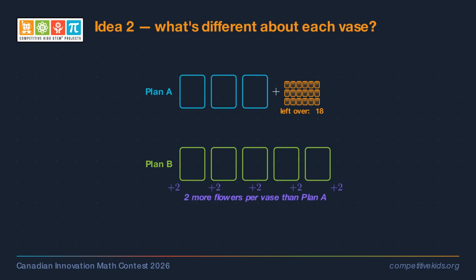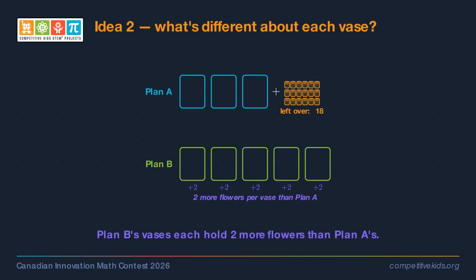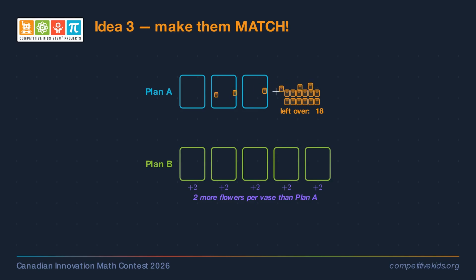What is different about each vase? Plan B's vases each hold 2 more flowers than Plan A's. We cannot compare the plans directly. The vase sizes do not match. Here is the new idea. Let us make the plans match first.